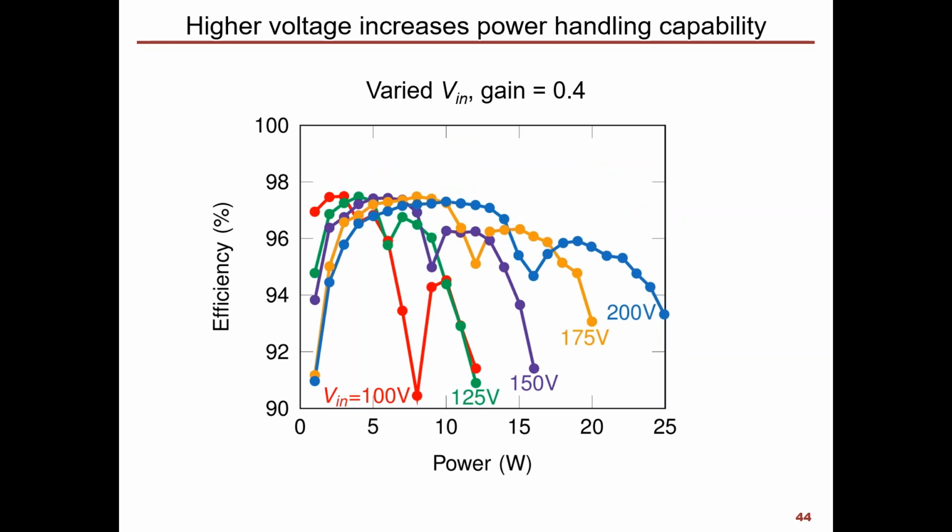Now, if we would like to increase our power handling capability, we can do that by increasing the converter's voltage. And so what we see here is the power that can be handled at high efficiency increases as we increase the voltage. So that would tell us that it's actually the piezo's current that would be limiting us in terms of the power that we can handle.